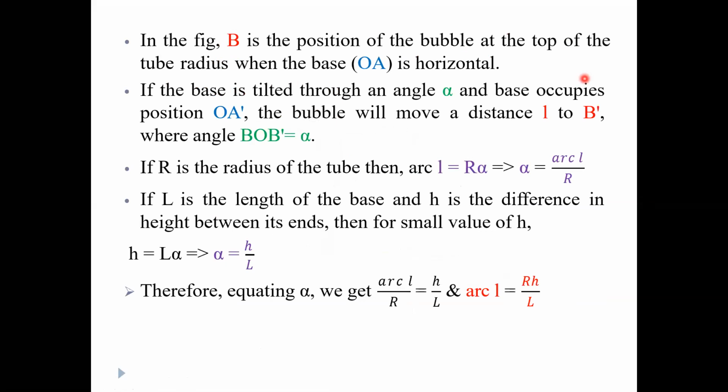In the figure, B is the position of the bubble at the top of the tube radius when the base is horizontal. If the base is tilted through an angle alpha and the base occupies the position OA dash, the bubble will move a distance L to B dash. Angle BOB dash equals alpha. If R is the radius of the tube, the length of the bubble movement L equals R alpha. From that you can find alpha equal to arc length by R.